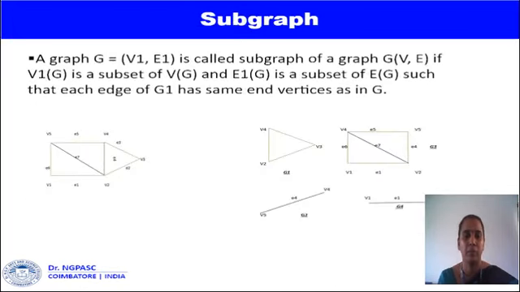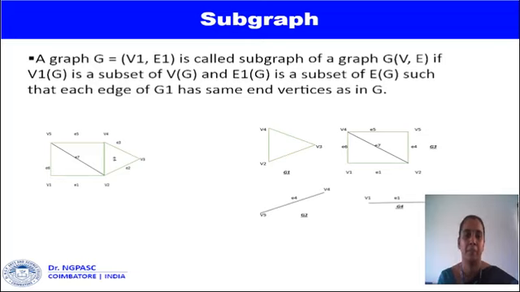Let me move on to the subgraph. A graph is a subgraph if V1 of G is a subset of V of G and E1 of G is a subset of E of G. Such a graph is known as a subgraph. This is the example for subgraph. By using this graph I can make these subgraphs. These are all the subgraphs for this graph.